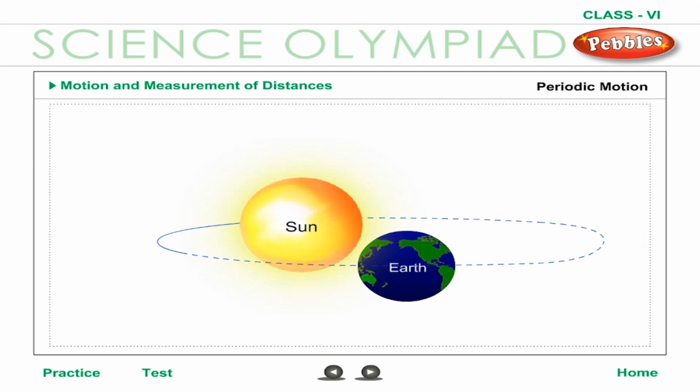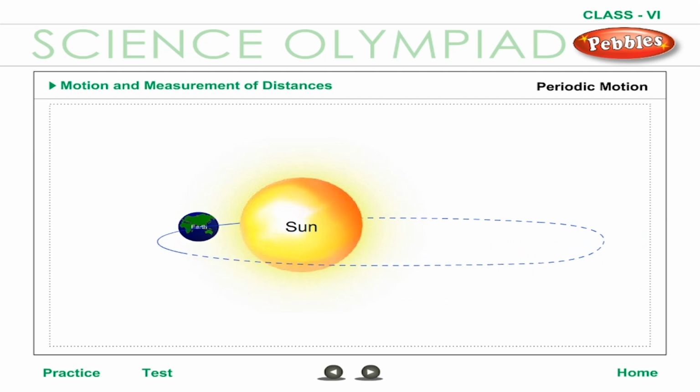Periodic motion. Periodic motion is that which repeats itself after regular intervals of time. The motion of the earth around the sun, the motion of a clock pendulum, heartbeat, pulse movement are a few examples of periodic motion.